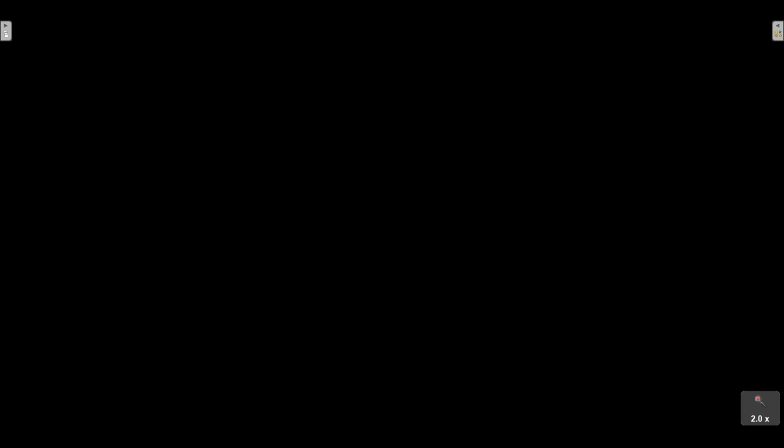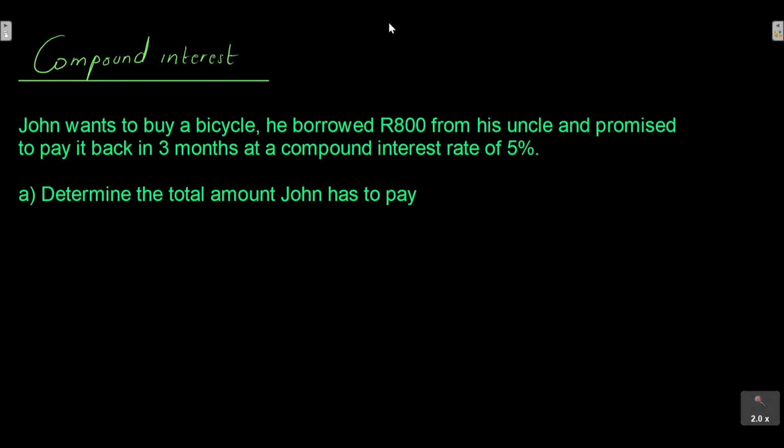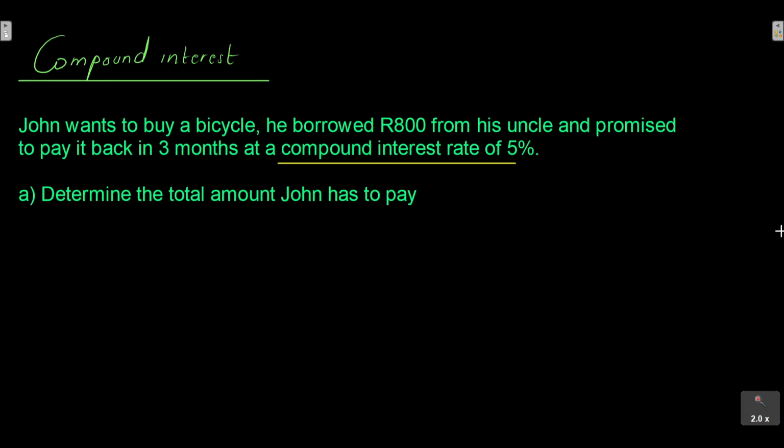Okay, let's have a look. What is the difference between the two? Let's look at this example, which will help us understand the concept of compound interest better. It says John wants to buy a bicycle. He borrowed 800 Rand from his uncle and promised to pay it back in 3 months at a compound interest rate of 5%. We need to determine the total amount John has to pay.